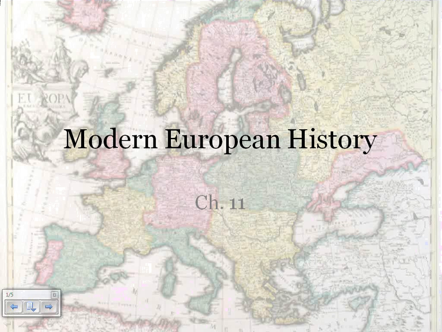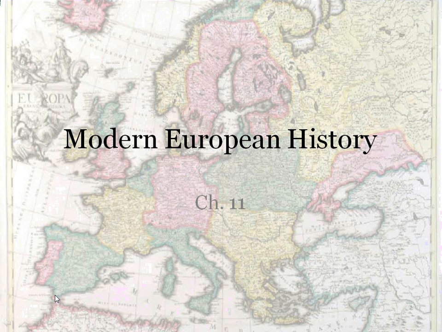Okay, modern European history. Now you read chapter 11, sections 1 and 2 for today. And in order to understand Europe's geography, you have to understand a little bit about its history in the past. In the borders throughout Europe. So in order to understand the borders, we have to understand history. So, modern European history.